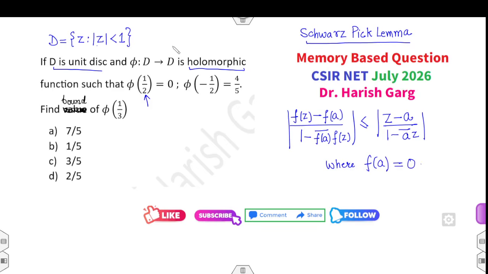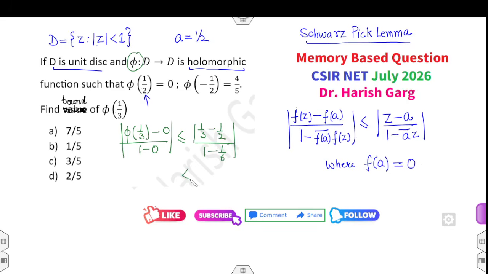Fine. Now look at that. A is my half. Now in this case, instead of f, it is phi. So I can substitute the value: phi of 1 over 3 minus phi of half, and phi of half is my 0, so mod of phi of 1 over 3 minus 0 is less than or equal to mod of z minus a divided by 1 minus complex conjugate of half into z, which is 1 over 6 divided by 5 over 6.